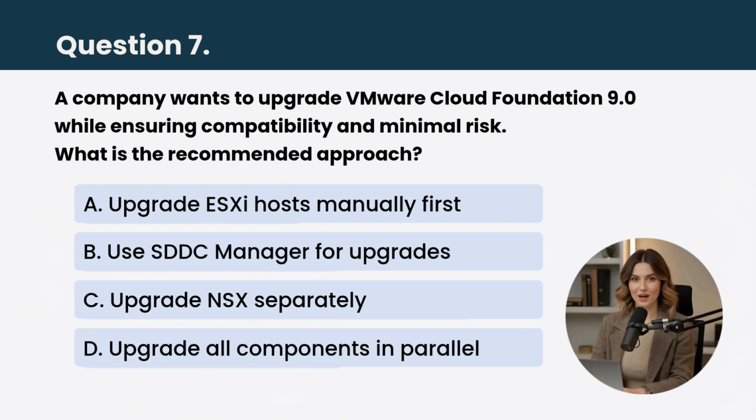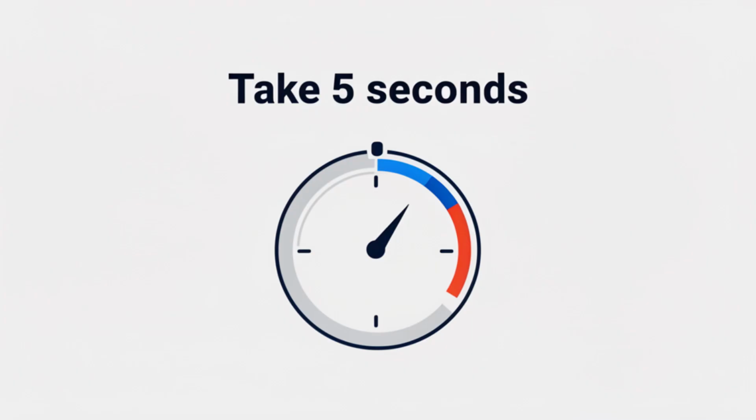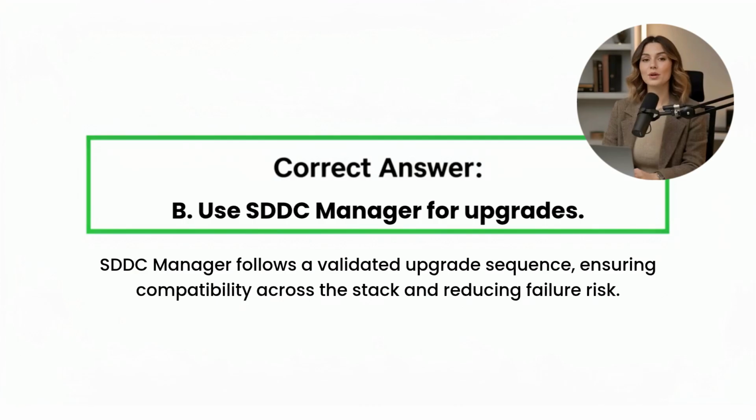Question 7. A company wants to upgrade VMware Cloud Foundation 9.0 while ensuring compatibility and minimal risk. What is the recommended approach? A. Upgrade ESXi hosts manually first. B. Use SDDC Manager for upgrades. C. Upgrade NSX separately. D. Take 5 seconds before answering. The correct answer is B. Use SDDC Manager for upgrades. Explanation: SDDC Manager follows a validated upgrade sequence, ensuring compatibility across the stack and reducing failure risk.